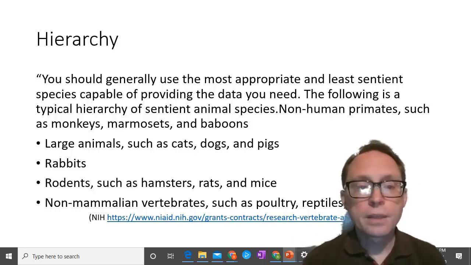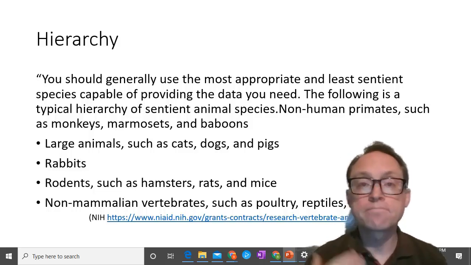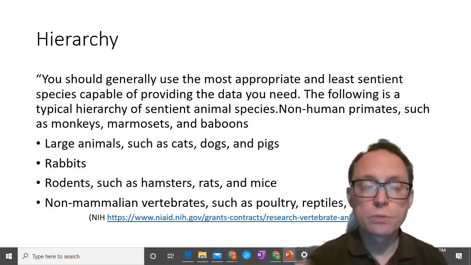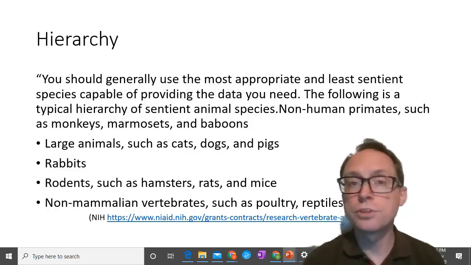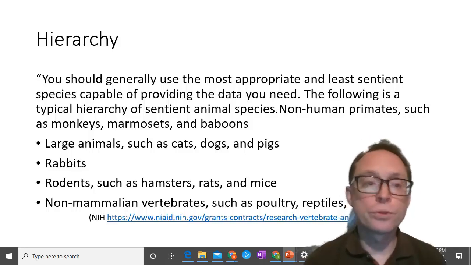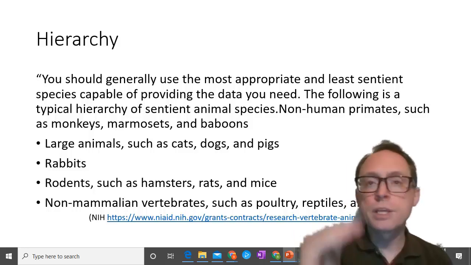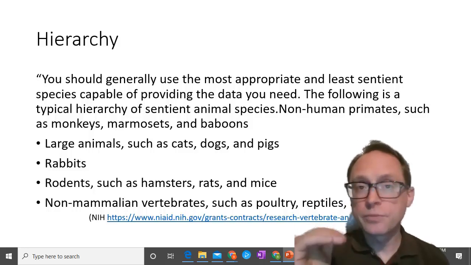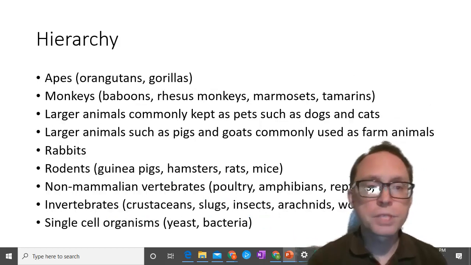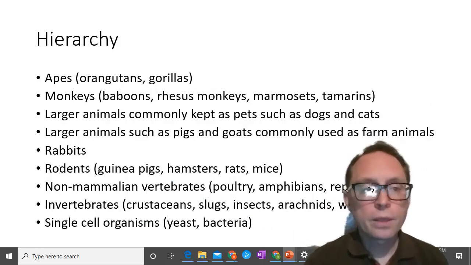So it's saying that if you can do your research on a mouse, for example, then you shouldn't use rabbits to do it. You should use mice before you use rabbits. So these hierarchies actually tend to be a little bit different depending on what institution you're looking at. Here's another example of a hierarchy that we have.